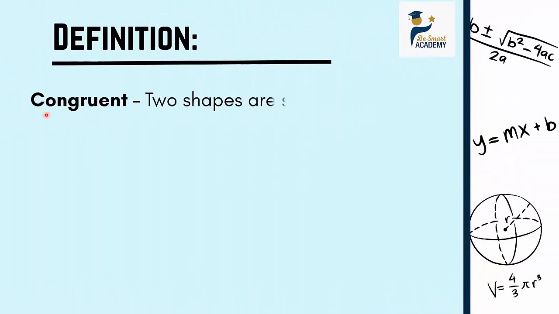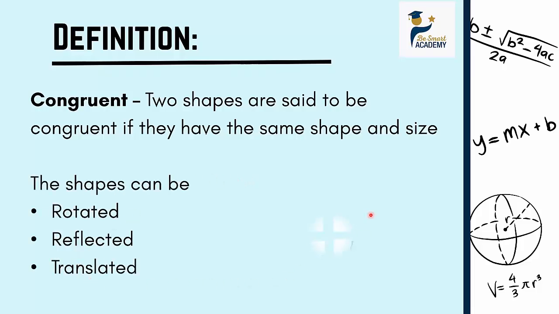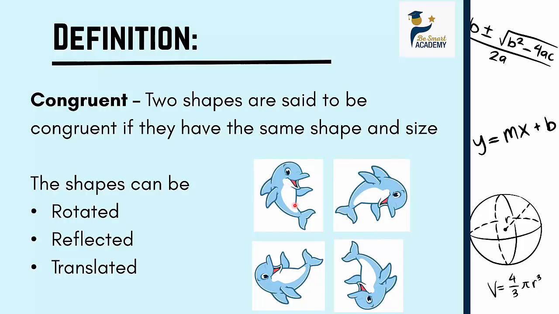Starting with the first definition, congruent as a word means that two shapes have the same shape and size. The shapes can be rotated, reflected, or translated. So even though each figure here has its own orientation, those figures are considered to be congruent.